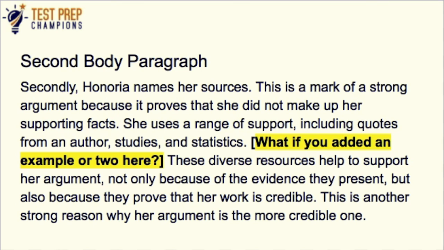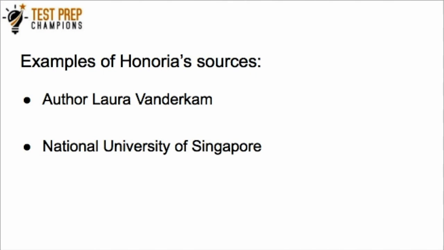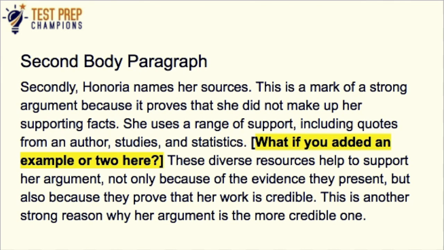An example or two, it could be a quote, it could just be some of the sources she's citing. So, for example, in the passage, Honoria cites these two sources, just as two examples. So there's the author, Laura Vanderkam, and then she also cites the National University of Singapore. So those are just two examples of sources that she cites. So again, you're telling me here that she's using that range of support, including quotes from an author, studies, and statistics. So what you're telling me is great, but I also want you to show me too.